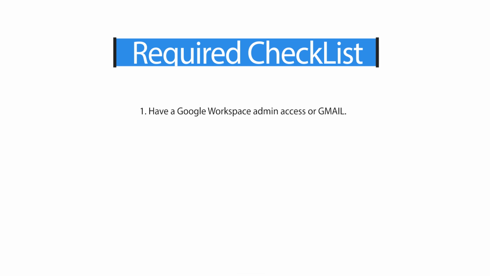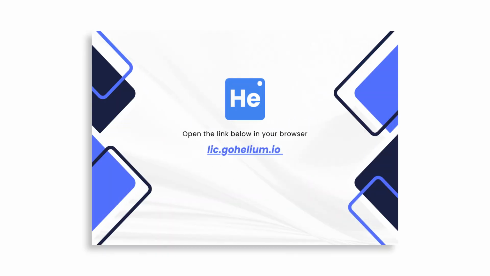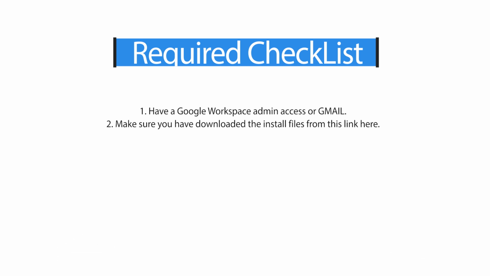1. Have a Google Workspace admin access or Gmail. 2. Make sure you have downloaded the install files from this link here. 3. Be logged into your Gmail account. You want to be the admin of Helium.